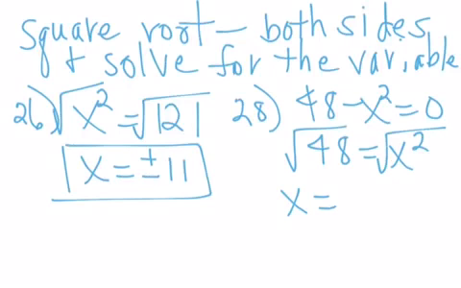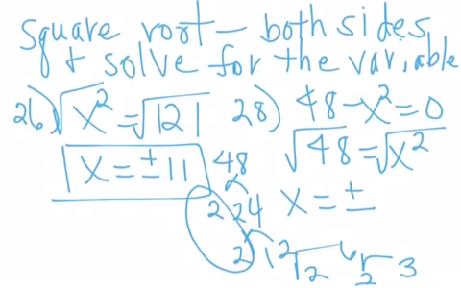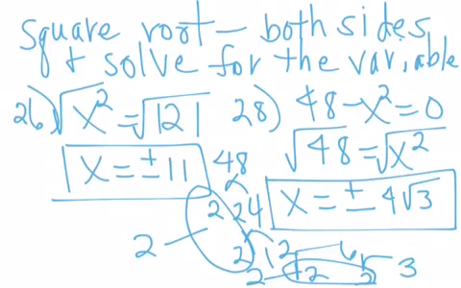So x equals plus or minus, and 48 will divide by 2 is 24, divide by 2 is 12, divide by 2 is 6, divide by 2 is 3. For every 2, we're going to take out 1. So we have 2 times 2 is 4 on the outside and 3 on the inside. So the answer is plus or minus 4 square roots of 3.